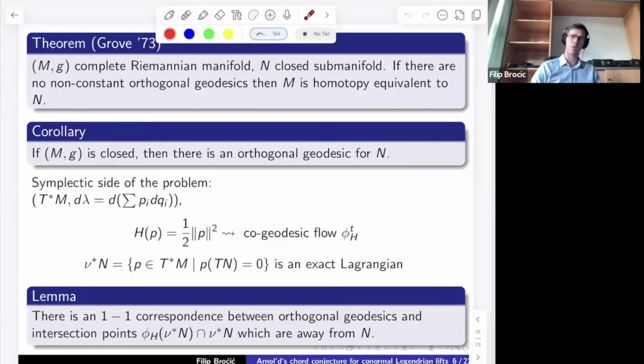And then how does this relate to symplectic topology? Maybe I should slow down, otherwise I will finish my slides too fast.